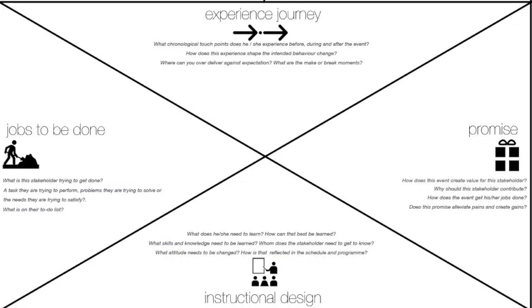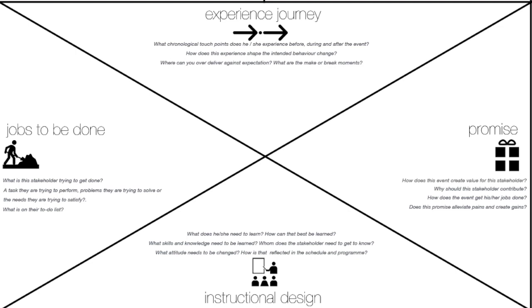The last 2 elements within the frame part are the jobs to be done and the promise. Once you have that set, you have full clarity about what that event is supposed to do for that stakeholder. Then you have 2 elements left, which is really the design outcome. And that's the experience journey. You'll see that this part is kind of like an hourglass.